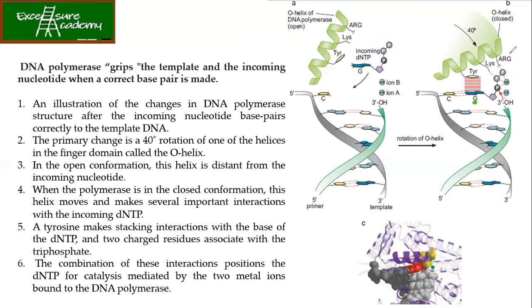And lysine and arginine, along with the metal ions, are going to neutralize, or we can say stabilize, the beta and gamma phosphate of the incoming nucleotide. So it is going to neutralize the negative charge. We know that lysine and arginine are positively charged. These metal ions are also positively charged, and we also know that the beta and gamma phosphates are negatively charged. So all these positive-negative interactions are helping to stabilize the incoming nucleotide.